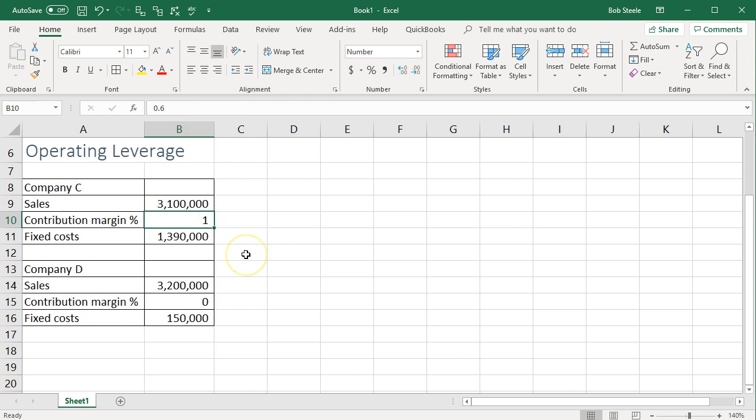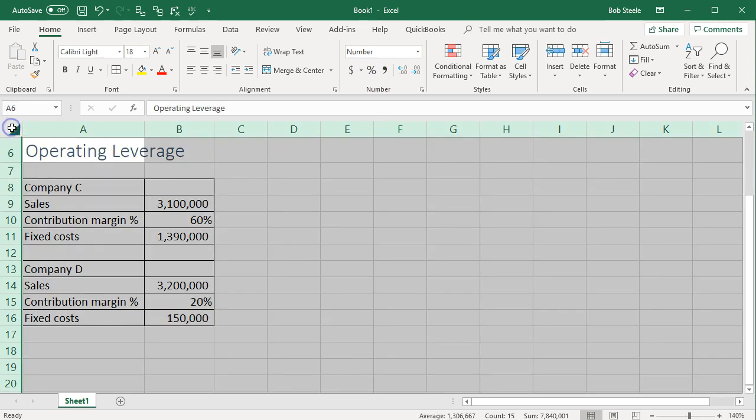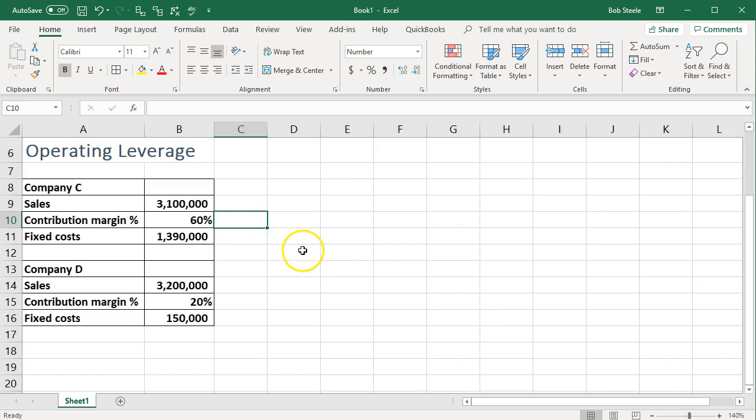This is going to be a percentage. So I'm going to go to the Home tab, number group, make it a percent. And then I'm going to make the entire thing bolded. So I'm going to select the entire worksheet, and then go to the Home tab, font, and bold it. So there we have it. This is what we will be dealing with.